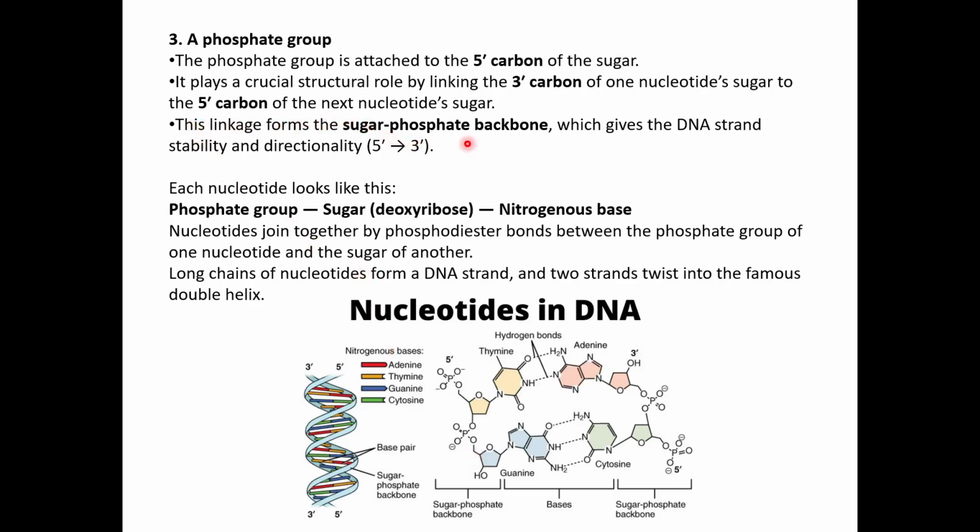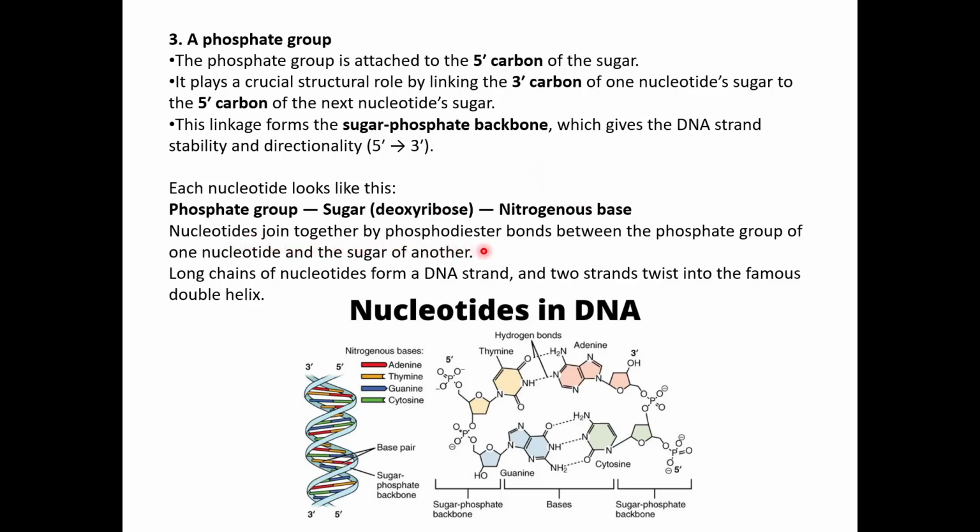This linkage forms the sugar phosphate backbone, which gives the DNA strand stability and directionality. That is 5' to 3'. So DNA sequence is generally written from 5' to 3'. Then each nucleotide looks like a phosphate group that is attached to a sugar, that is deoxyribose in case of DNA, and then attached to a nitrogenous base.